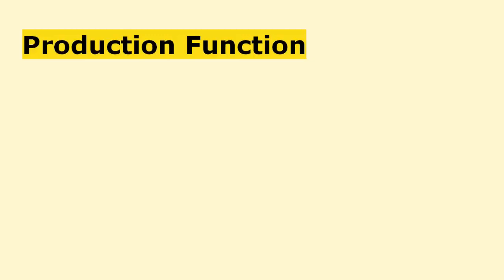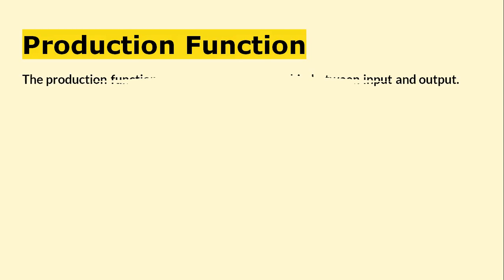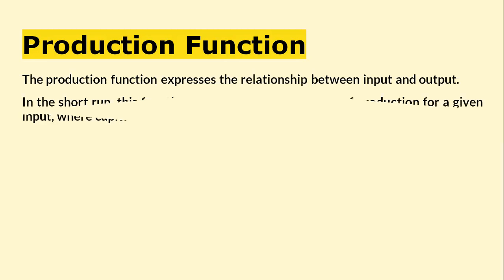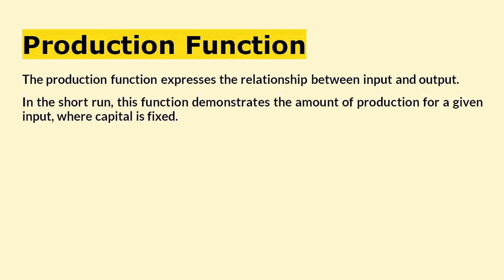Production function. The production function expresses the relationship between input and output. In the short run, this function demonstrates the amount of production for a given input where capital is fixed.